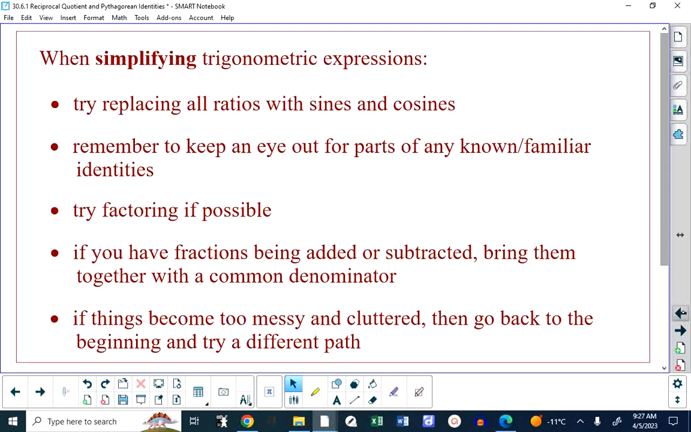In order to simplify trigonometric expressions, you have all of these tools. I would say they're not necessarily listed in the order you're always going to follow, but the one at the top of the list is the one that's most frequently helpful. I don't always change everything to sines and cosines, but when I do, it almost always helps. Not all the time, but most of the time.